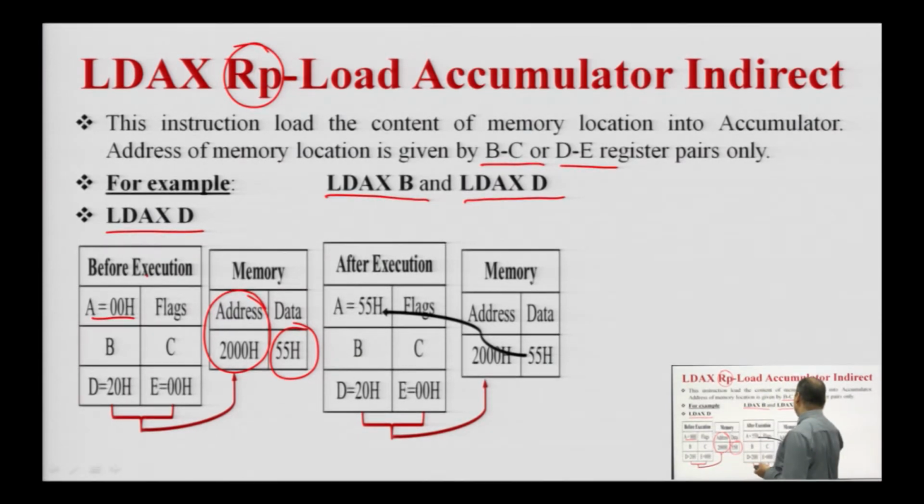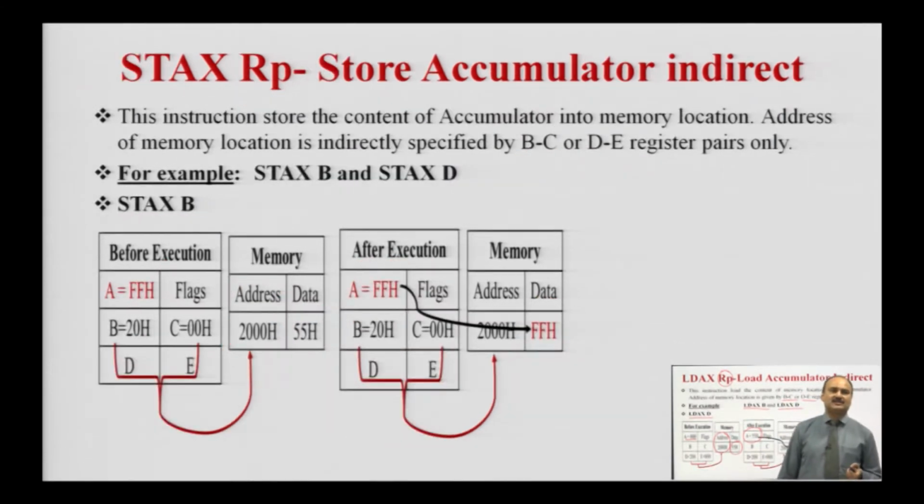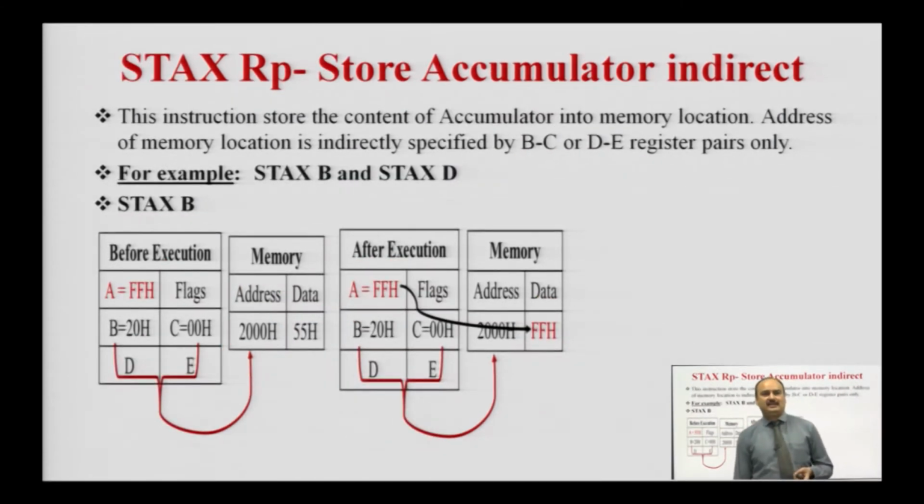the accumulator. So, at the 2000H memory location the data or the operand is 55H. After the execution of this instruction the microprocessor will load the content of the memory location into the accumulator. So, after the execution A becomes 55H. This is the LDAX RP instruction. Next is the STAX RP instruction.